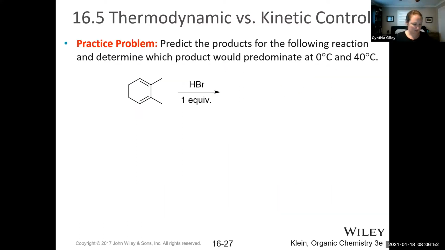And I think we're going to be doing a couple of practice problems in a row here. Let's look at the first one. We're going to look at this now symmetrical conjugated diene to predict the products for the following reaction and determine which product would predominate at 0 degrees versus 40 degrees. Go ahead and pause the video and resume when you're ready.